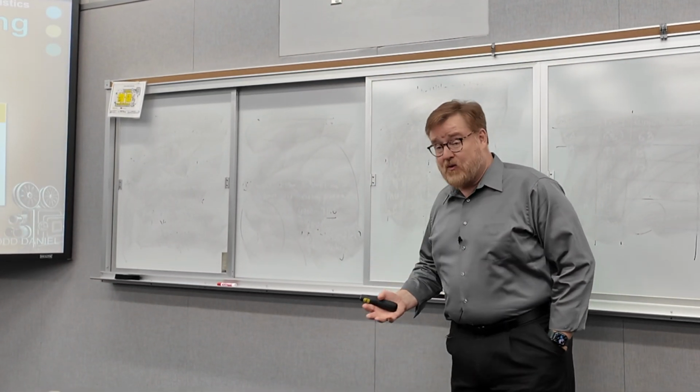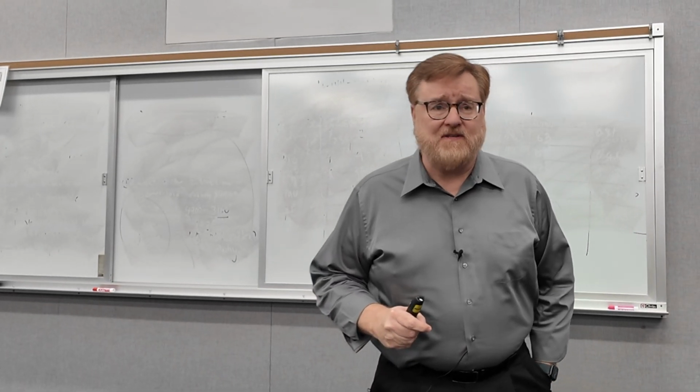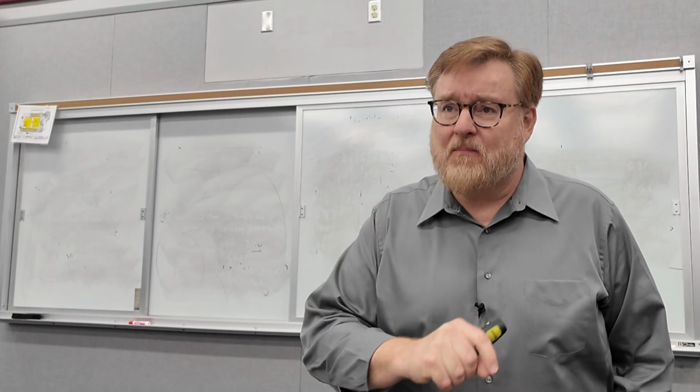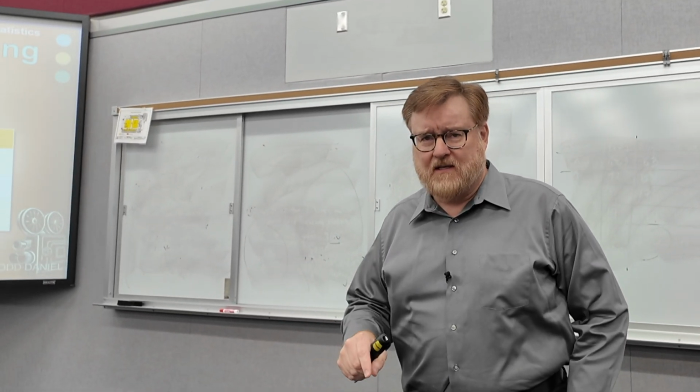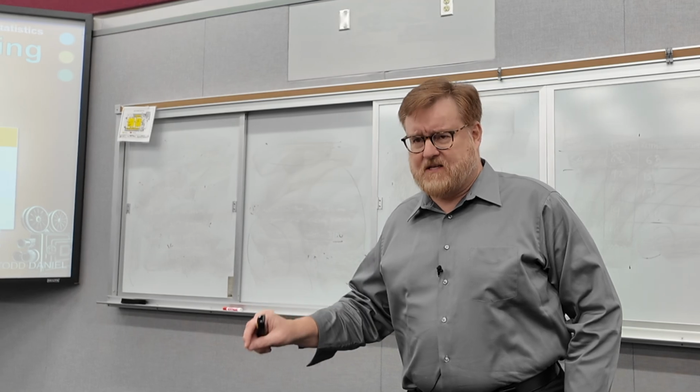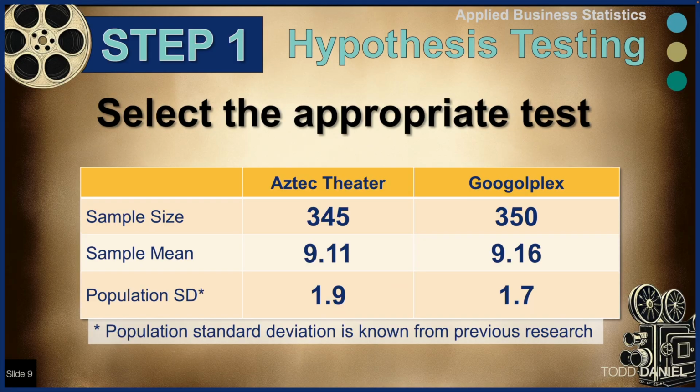So let's walk through the 5 steps of hypothesis testing. Step number 1 is we look at our data and determine what kind of test we can do. We select the appropriate statistic. So let's see what we know. We have 2 samples, each drawn from a population. The first sample is size 345, the second is 350. So these are fairly large samples.